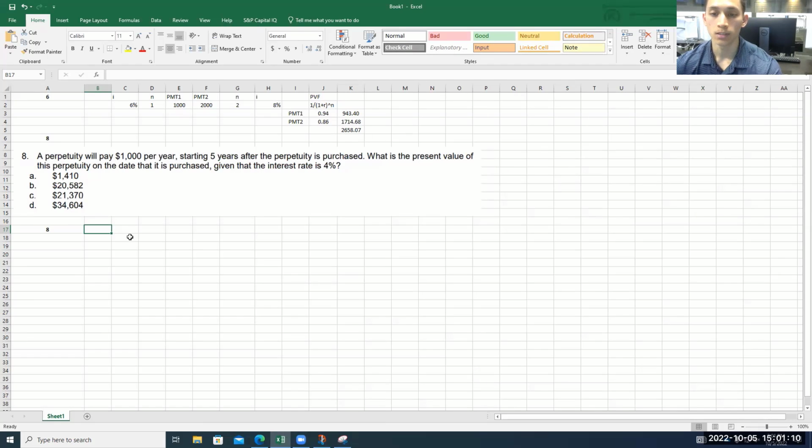So it doesn't necessarily mention if it'll be the beginning or ending of the year. So I would have to try both to see which one is correct. It could either be 5 years after the perpetuity is purchased, or 4 years, because the payments won't start until 5 years. This is the one that will give me problems.